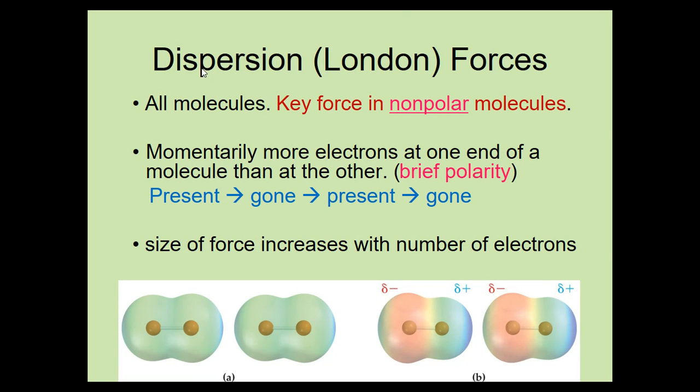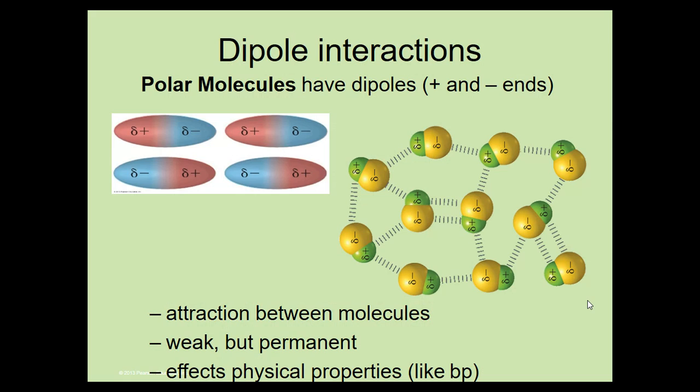Okay, so the first one is dispersion forces. These are for nonpolar molecules. So if you have a molecule that's nonpolar, automatically it has dispersion forces. And these are temporary polarities. As things are moving around, it's slightly polar and then it's not, and then it's slightly polar and then it's not. So this is a very weak force.